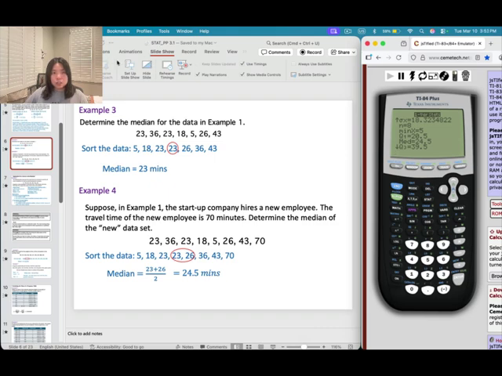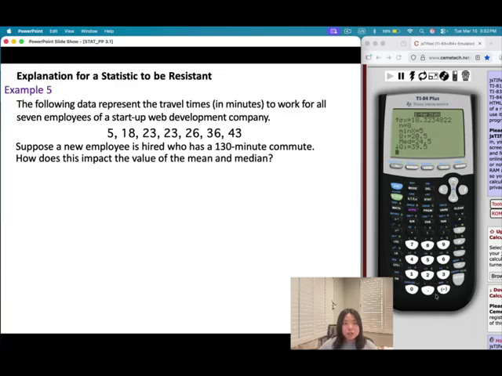Okay, now let's try to do the next example. Example 5. The following data represent the travel times to work for all 7 employees of a startup web development company. We do have the data in here. Suppose a new employee is hired who has a 130 minutes commute. How does this impact the value of the mean and the median? Okay, so we want to compare the original data with the new data with the 130 minutes, one more data here.